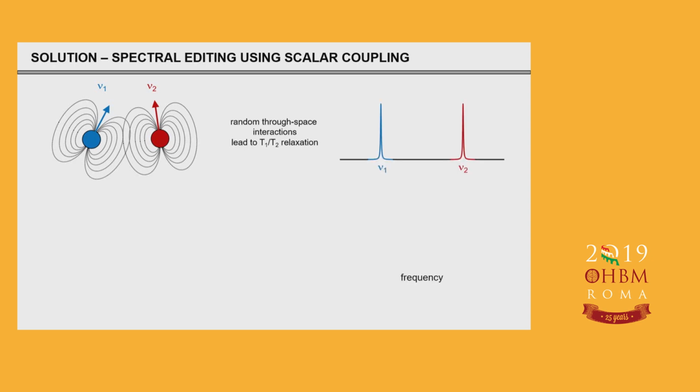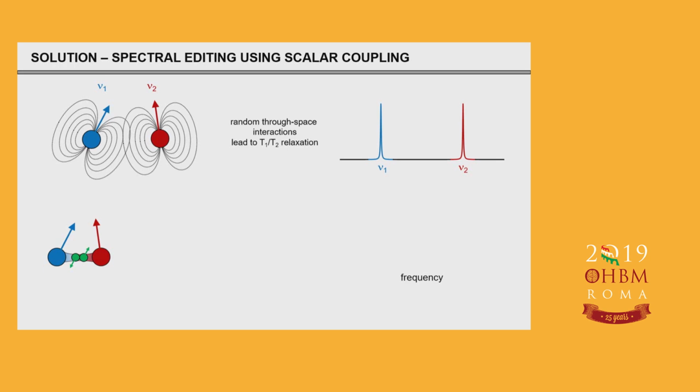Nevertheless, if you get an NMR spectrum from these 2 compounds, you basically get 2 signals at their own Larmor frequency. Now, besides random through space interactions, those molecules or those nuclear spins can also interact with each other in different ways, especially if they're part of the same molecule. So now the red and the blue one are part of the same molecule, and they're basically very close to each other.